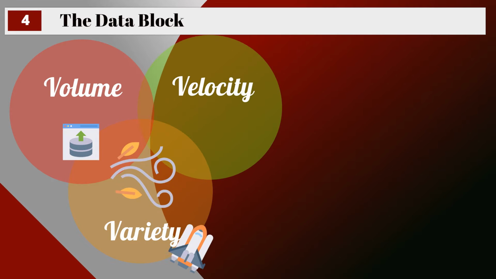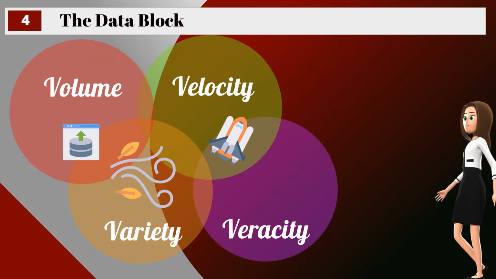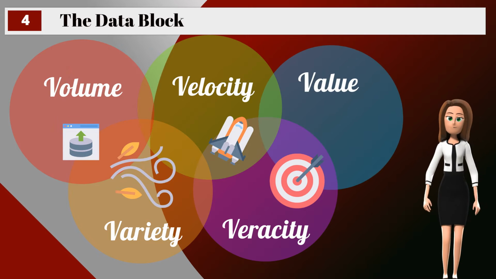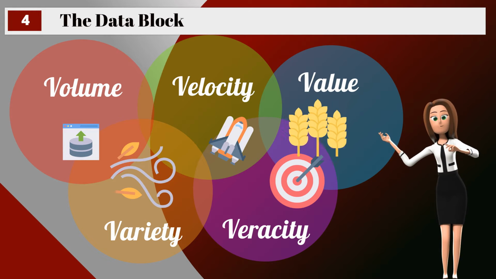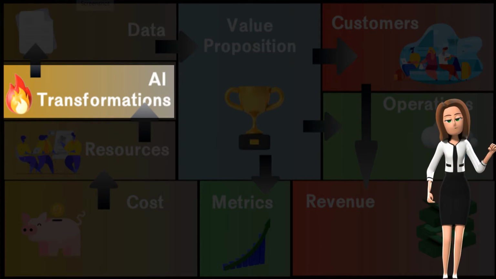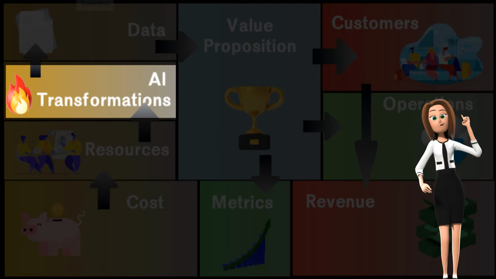Velocity. How rapidly does your data change or get generated? Veracity. How accurate is your data? What are potential sources of bias in the data? And finally, value. What makes your data valuable? Will you need to enhance or transform your data? This is a great segue into our next block, AI transformations.